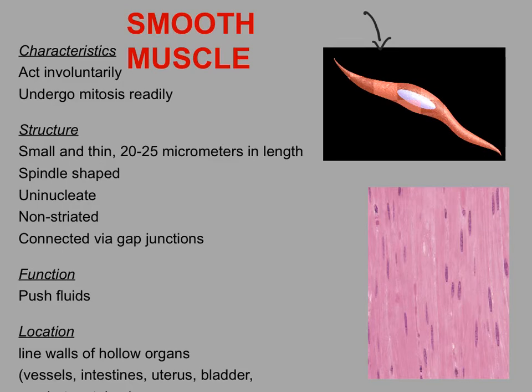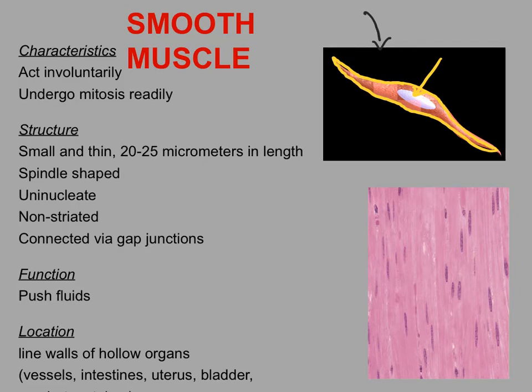Now the structure of smooth muscle cells compared to the other muscle cells that we're going to learn about, they're pretty small and thin and they're what we call spindle shaped. So they are kind of bulbous or fat in the center and then they taper off at the ends. That's what we refer to as being spindle shaped. So this is one individual smooth muscle cell. They are uninucleate, meaning they just have one nucleus. They do not have striations within them, like we'll see in the other two types.